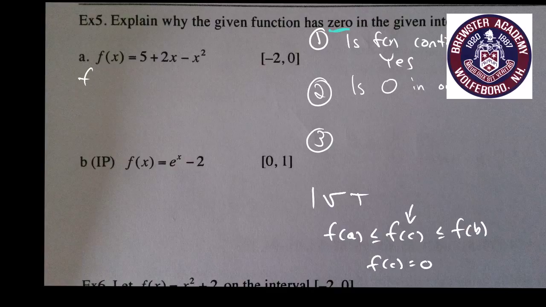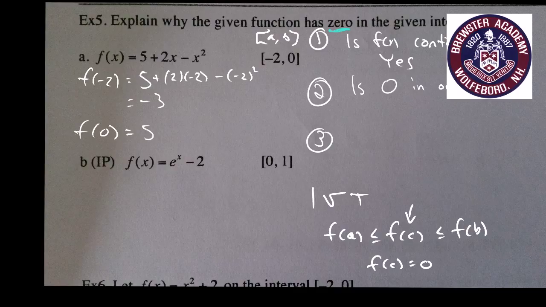So if we have f of a, we look over here, we have our interval a comma b. So f of a would be f of negative 2, which is equal to 5 plus 2 times negative 2 minus negative 2 squared, which is equal to 5 plus negative 4 minus 4. So that's 5 minus 8, which is negative 3. If we look at our f of b, f of 0 is equal to 5 plus 0 minus 0, which is 5.